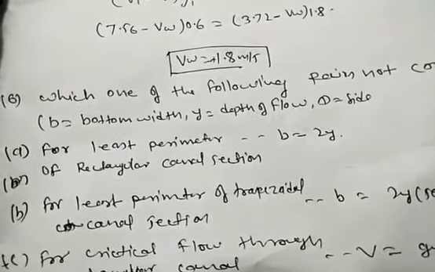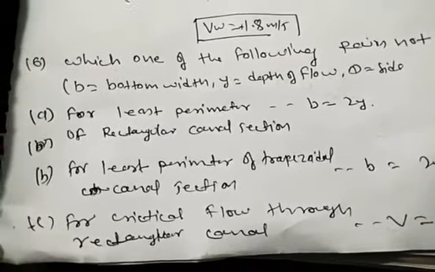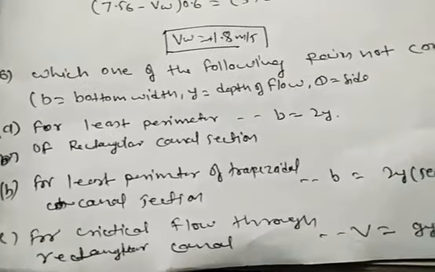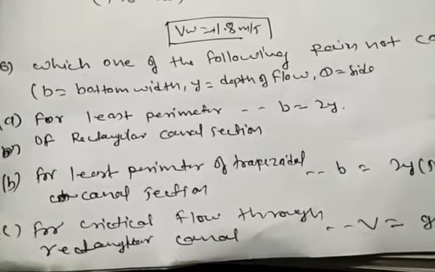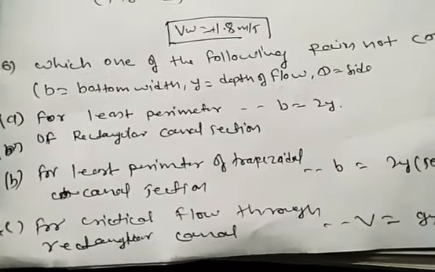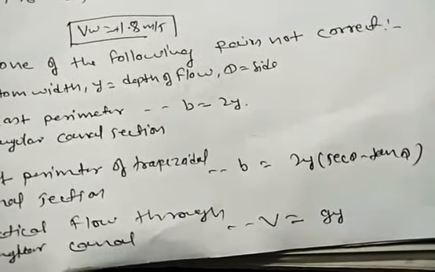And next question: which one of the following pairs is not correct? B equals bottom width, y equals depth of flow, theta is the side slope angle. Option A, wetted perimeter equals 2y for a rectangular canal section. Wetted perimeter for a trapezoidal canal section, B equals 2y (sec theta minus tan theta).